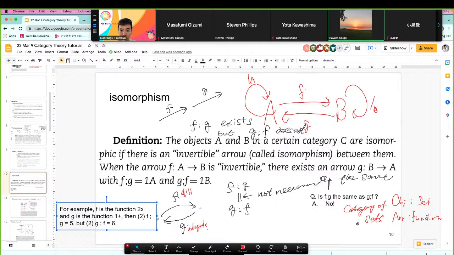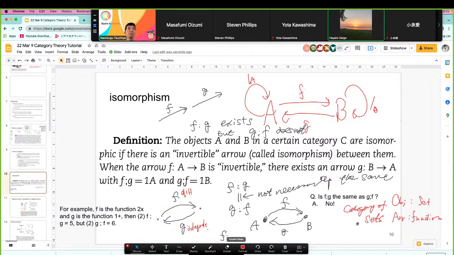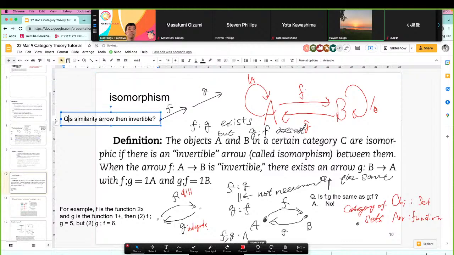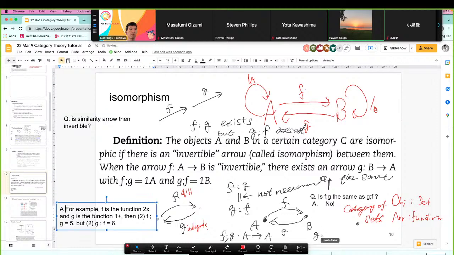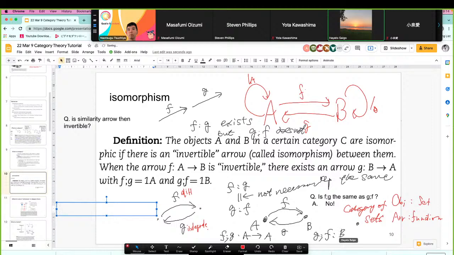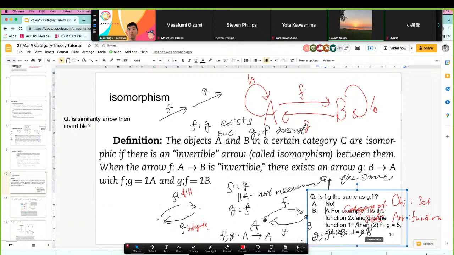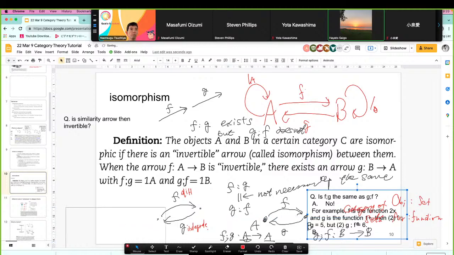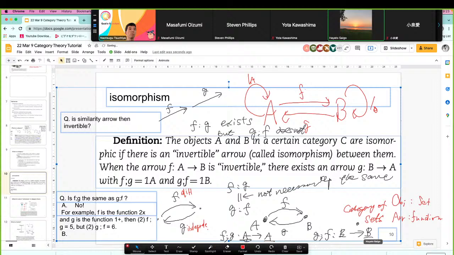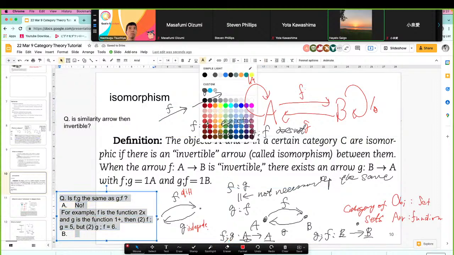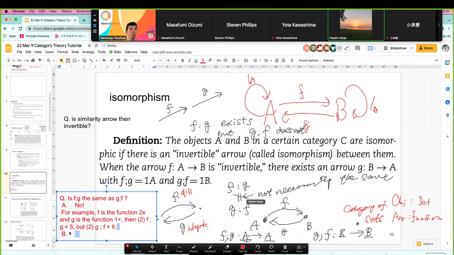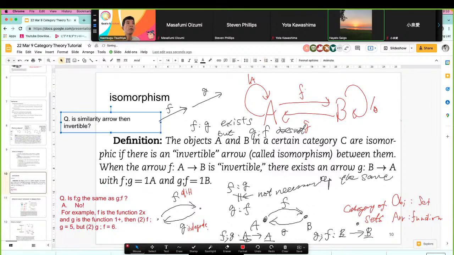And of course, someone may notice that if the objects A and B are different, then F then G is an arrow from A to A, and G then F, on the other hand, is an arrow from B to B. So of course, if A and B are different objects, then these have different types. So it is trivial in that case that they are not necessarily the same. Okay, all right. Then let's move on to the next question.